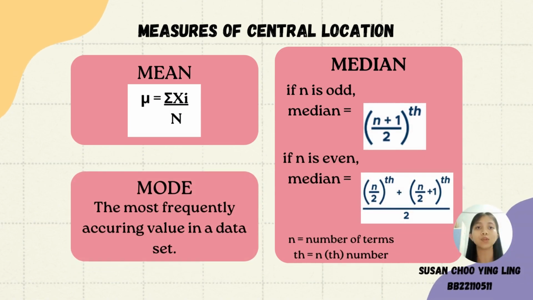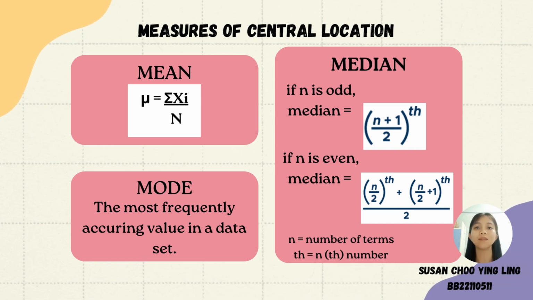There are 3 ways to calculate the measure of central location, which are using the mean, median, or mode. The formula for mean is the sum of all the data points divided by the number of data points. Symbolically, the formula for mean can be written as in the slide of the presentation, where xi are the data values and n is the number of values.